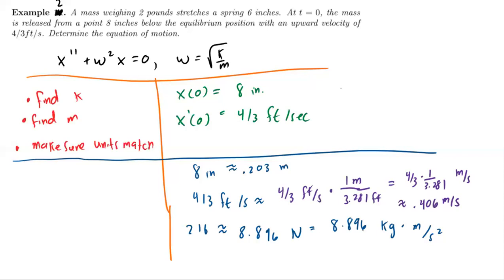Now, I also wanted to change my 2 pounds to newtons. Newtons is kilograms times meters per second squared. Pounds, I don't know exactly what the unit for that is. That's why I want to change to newtons. But pounds is a force. It's weight, and weight we know is a force. So I just change it to newtons. So 2 pounds is approximately 8.896 newtons, which is 8.896 kilograms times meters per second squared.